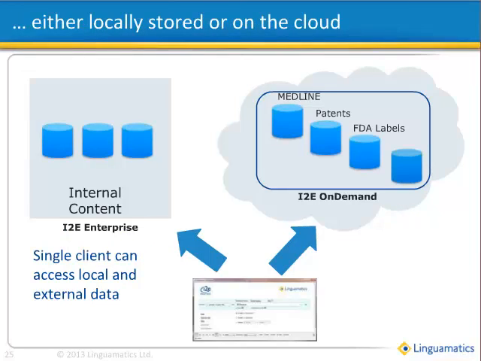And the data sources themselves can be stored locally or on the cloud. So a few years ago, we introduced a hosted version of the I2E platform to deal with sources of data such as Medline, patents, FDA drug labels, common data sources, so that people didn't have to all index and update the information themselves. But we found that we got a lot of interest from large customers who wanted to both mine their internal proprietary content and also access the hosted content where it was a standard data source. So you can use the same client and seamlessly search your internal content and your external content.